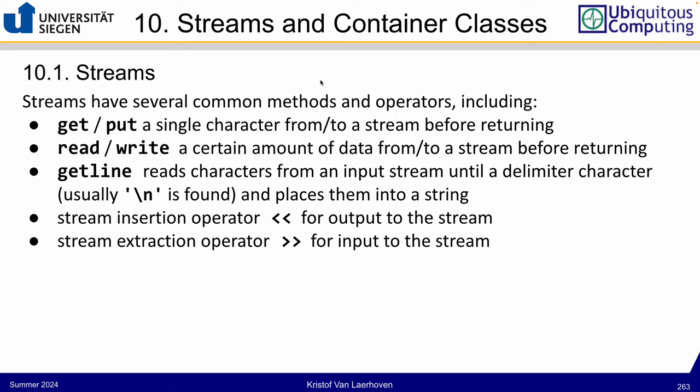Now, what typically streams have is a get and a put method to write a single character to the stream or get a single character from the stream. You can do this in a formatted way. So if you have a certain amount of data, you can read this data straight away as a block, or you can write this data straight away as a block or as a line. And as a line, you basically read until a certain special character, which is usually called the delimiter, is met, and then it stops reading. So it's kind of like a flexible reading.